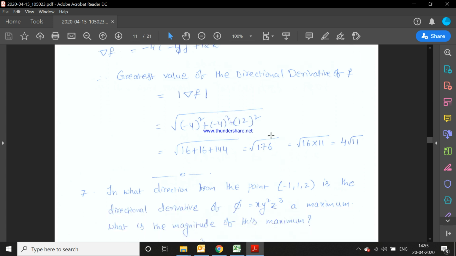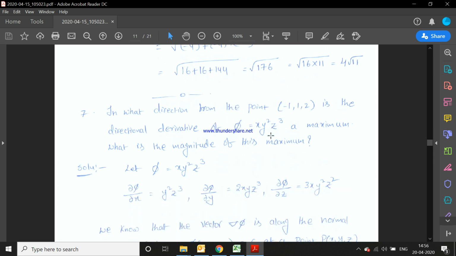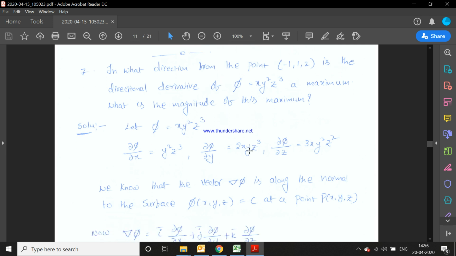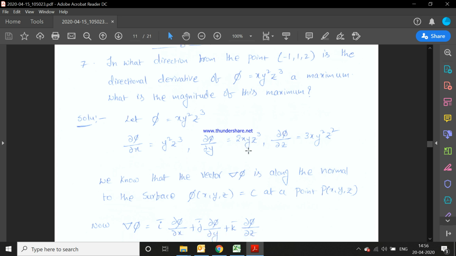So next one is: in what direction from the point (-1, 1, 2) is the directional derivative of phi = xy²z³ a maximum? What is the magnitude of this maximum? The magnitude of this maximum is the length of grad phi, meaning the modulus of del phi.